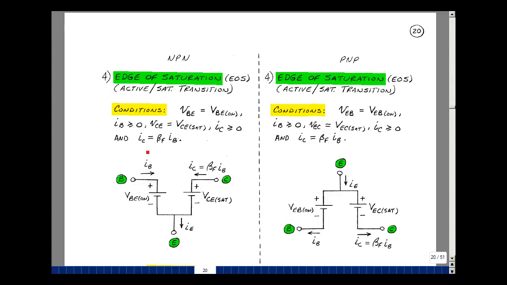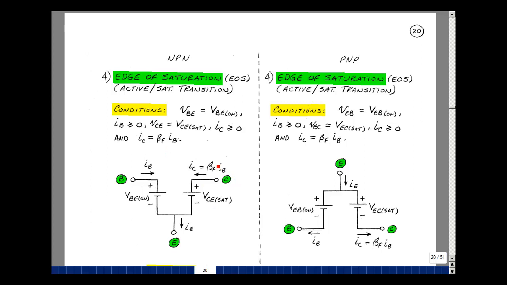For the active, we had that I sub C was equal to beta F times I sub B, and then to be in saturation, it was less than or equal to. Can we build a model that covers all these conditions? Again, no. This is a battery between the base and the emitter. This is a battery between the collector and the emitter. But now I have to constrain the current. There is no element that you can specify the voltage and current of except a resistor, and that won't work here. So I'm just going to label the current as beta F times I sub B.